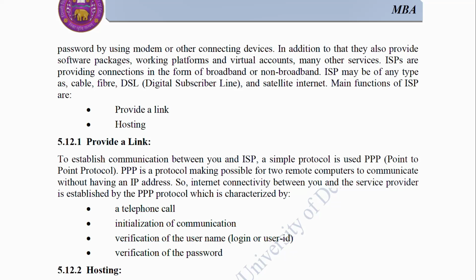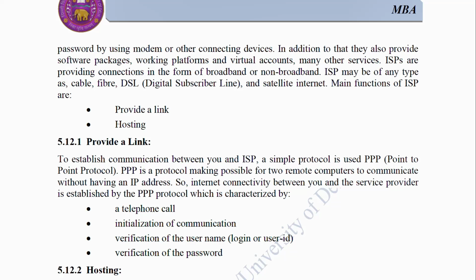ISPs are providing connections in the form of broadband or non-broadband. An ISP may be of any type such as cable, fibre, DSL, that means digital subscriber line, and satellite internet. Main functions of ISP are: first, provide a link. Second, hosting.